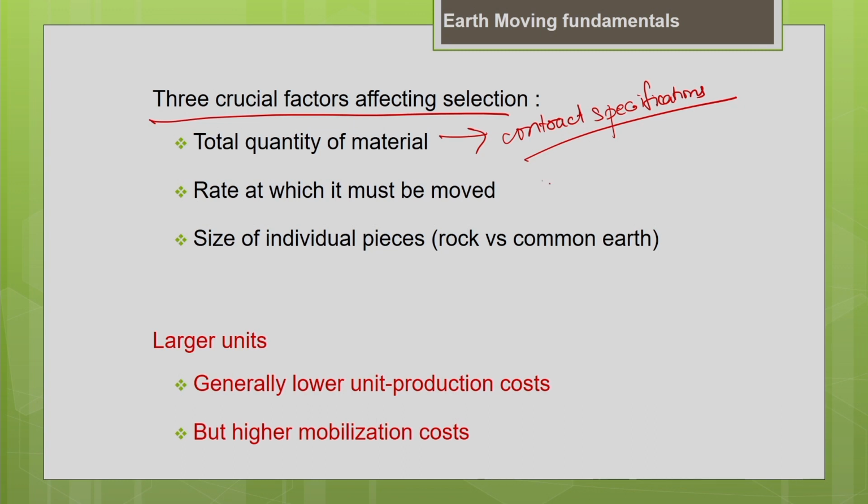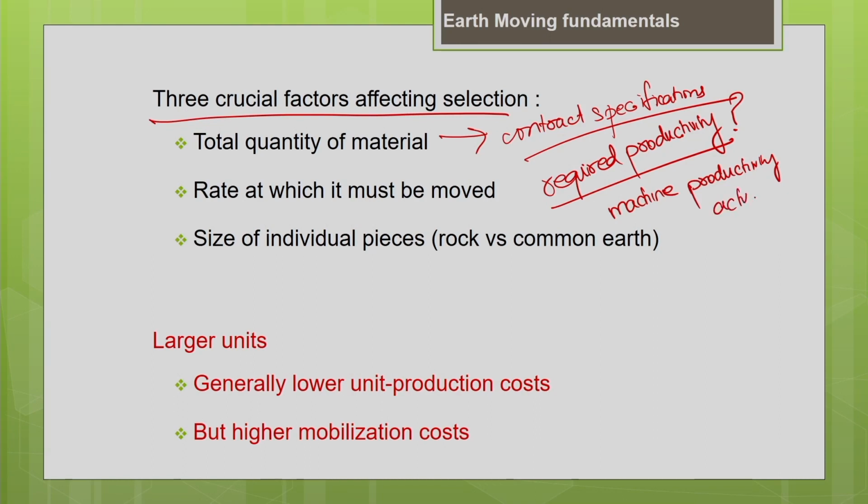So now you know the required productivity for that particular job, from the contract specifications. From the equipment manufacturer, you can know the machine capability or the machine actual productivity. Then you can make the selection accordingly. You know the required productivity for that job and the machine actual productivity, which you can get from the manufacturer. So based upon that, you have to make the selection.